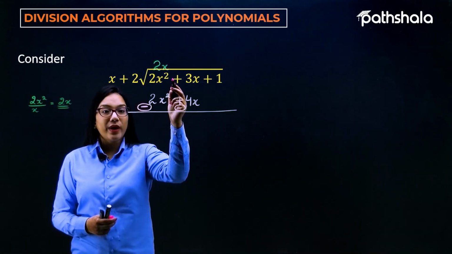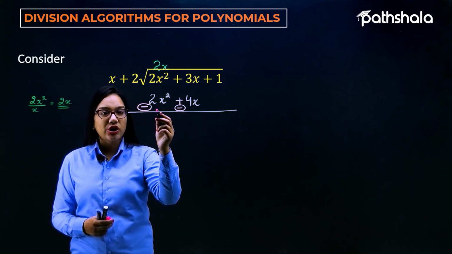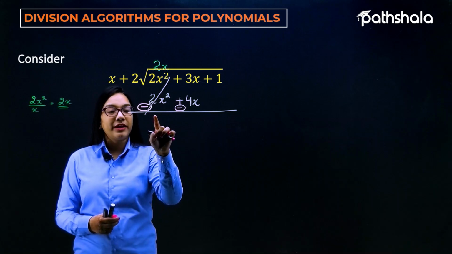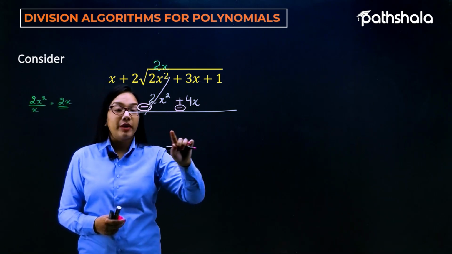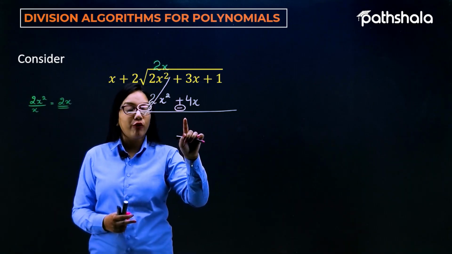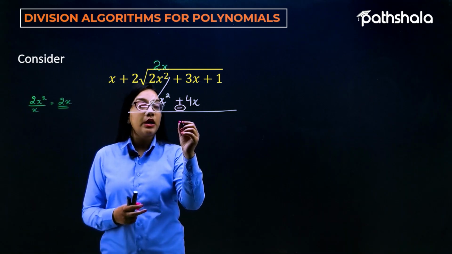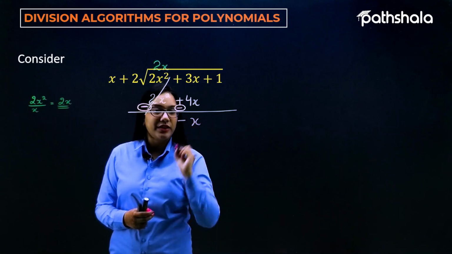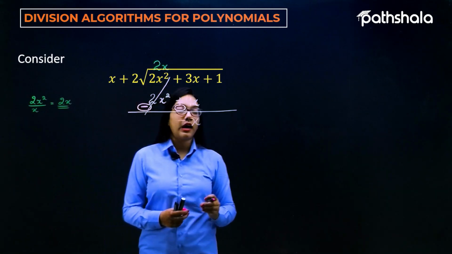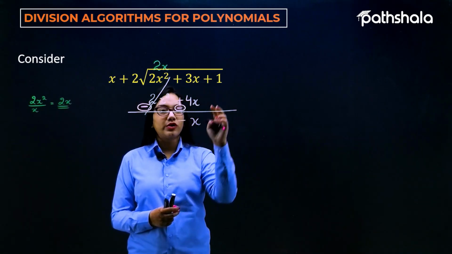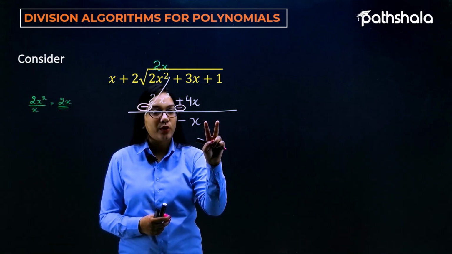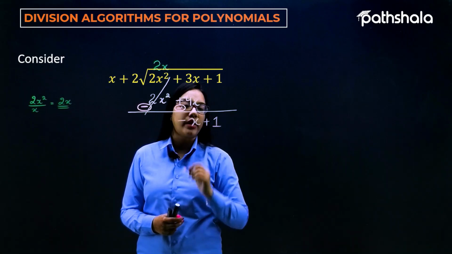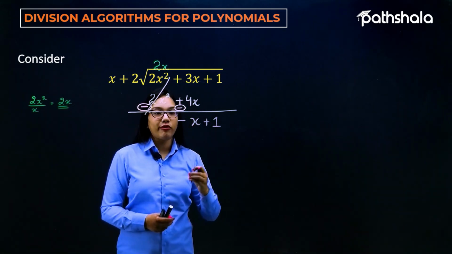So 2x square and 2x square get cancelled with each other, and we get the remainder here as 0. But here we have minus 4x plus 3x. It means we get the answer minus x as the remainder, and we are left with the constant plus 1. So let me take this plus 1 down here. So this is minus x plus 1.